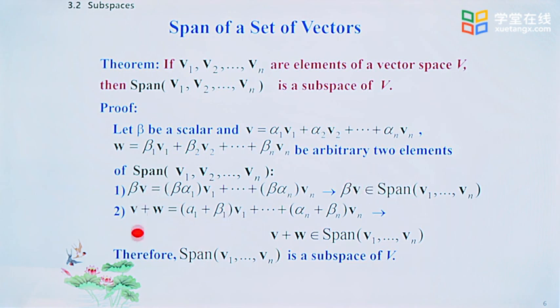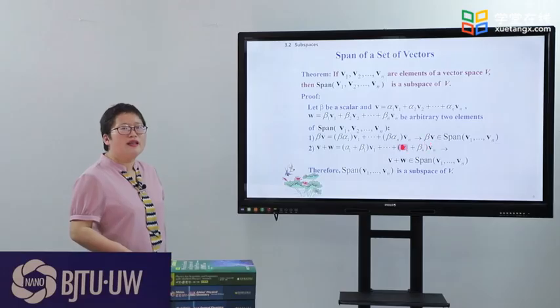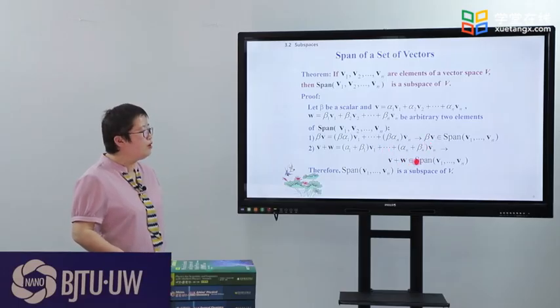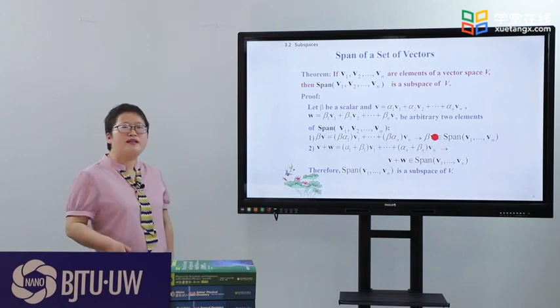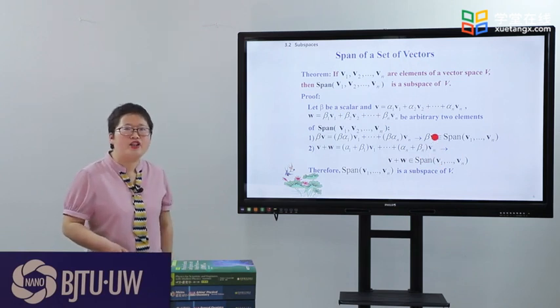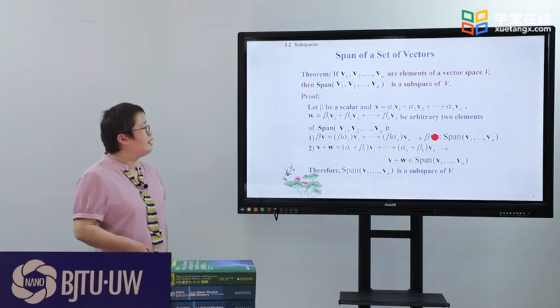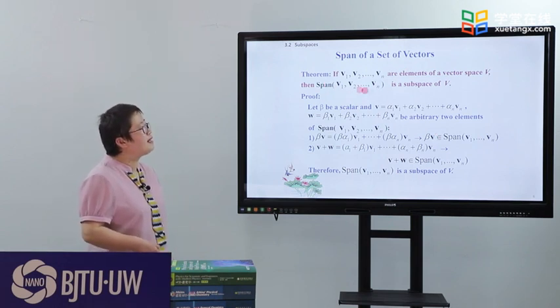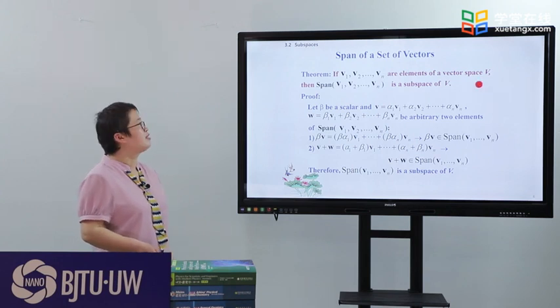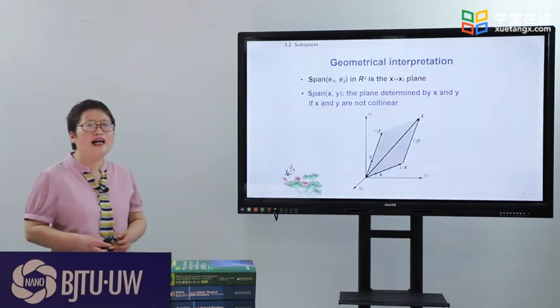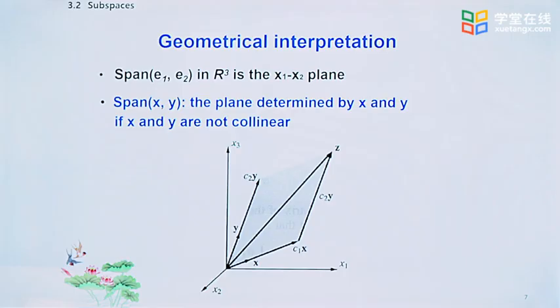And you can show also V plus W. V plus W can be written in this form, also a linear combination of given vectors V1 till Vn, with the scalars now alpha 1 plus beta 1 till alpha n plus beta n. So the sum V plus W is also in the span. This means scalar multiplication and addition are closed in this set, so this span is a subspace of V. We have shown this.